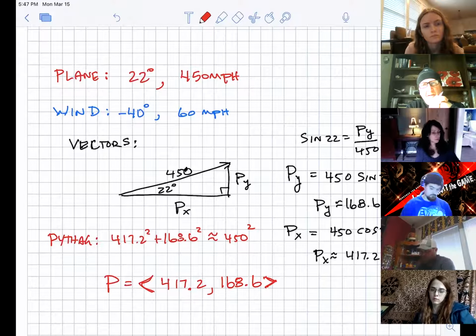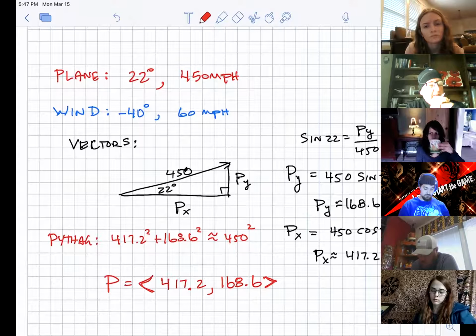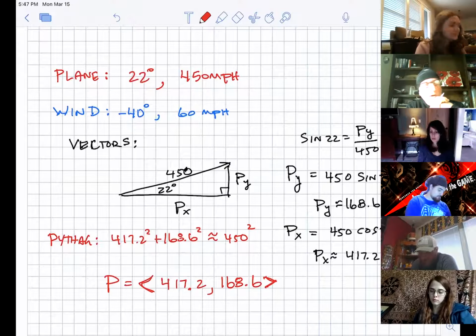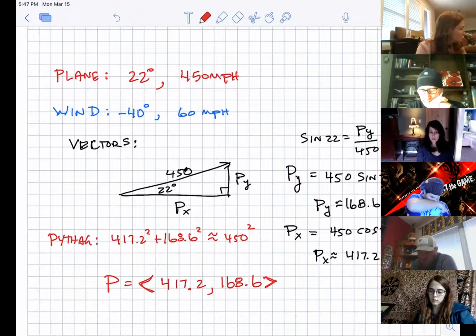But all this is really saying is wherever you want to start from, it isn't saying go to the point X is 417.2, Y is 168.6, because you're not starting from zero. You can start from anywhere. Like there's no XY axis in this problem. That's just saying that's the X component and that's the Y component.